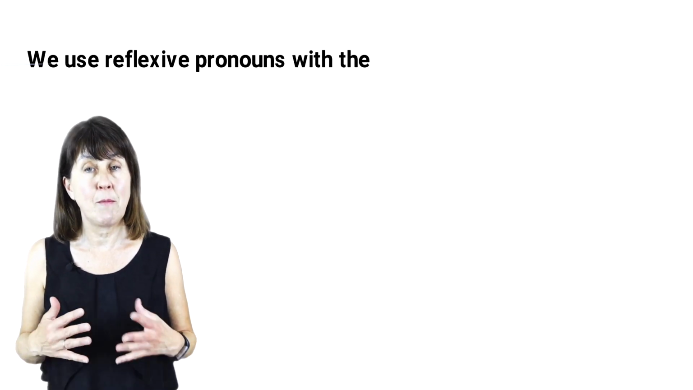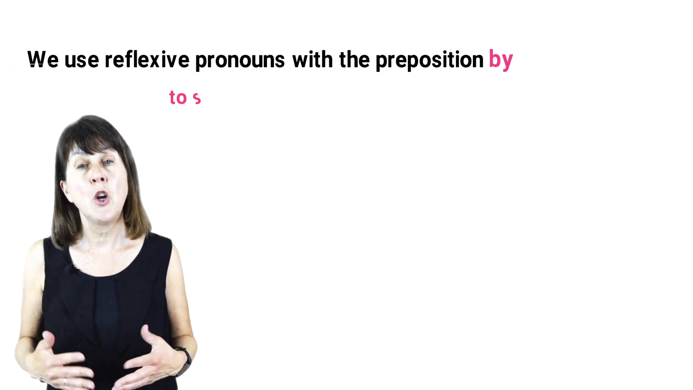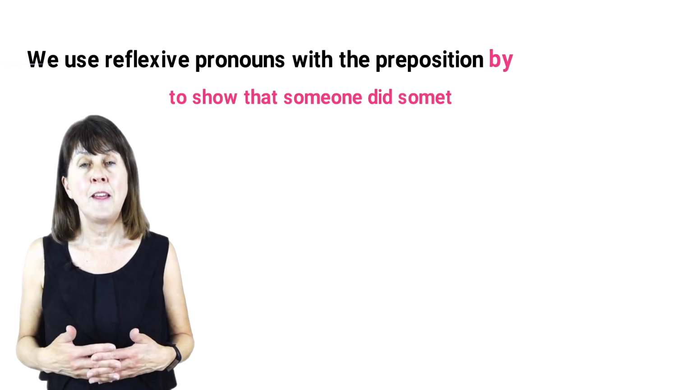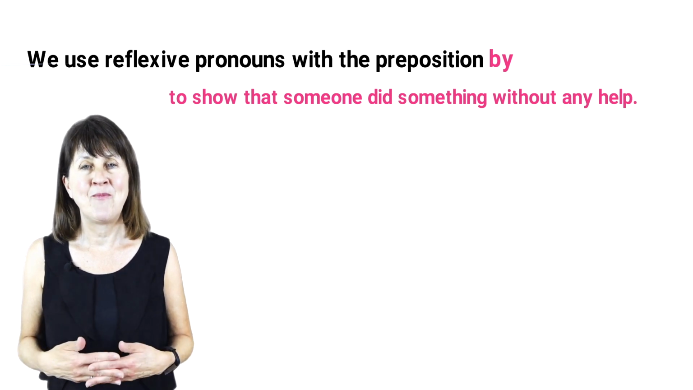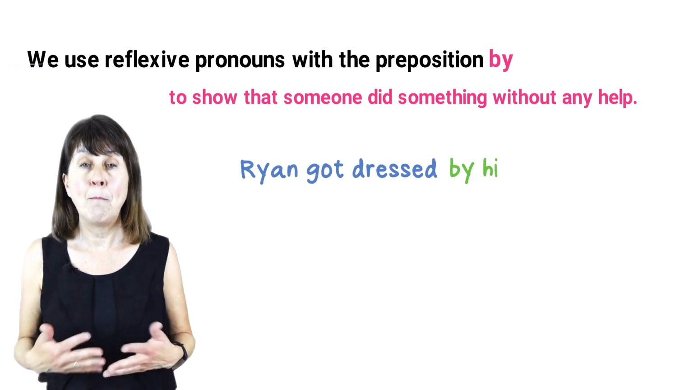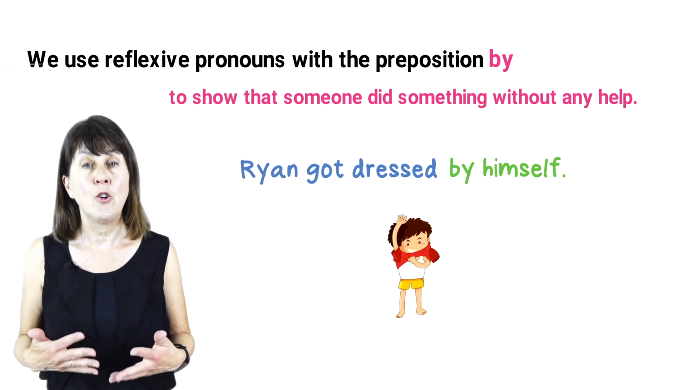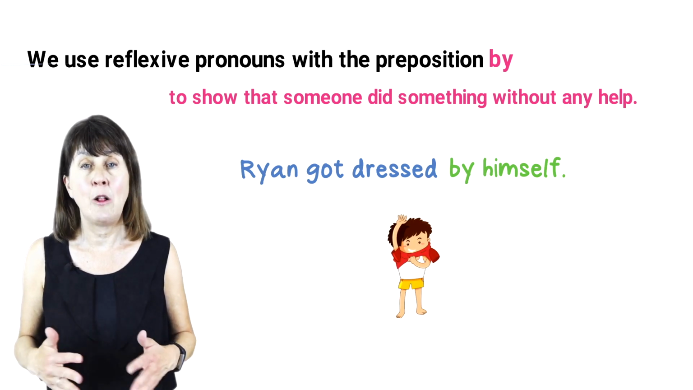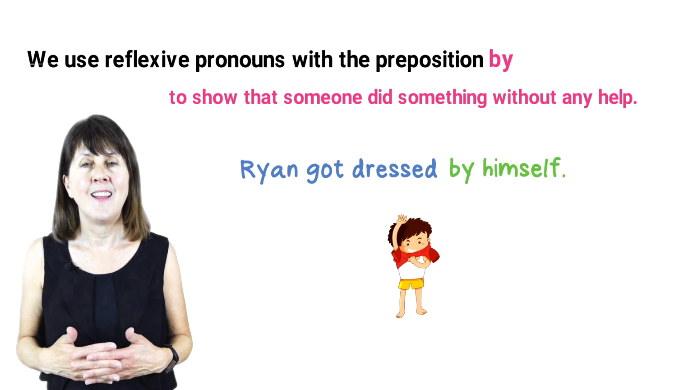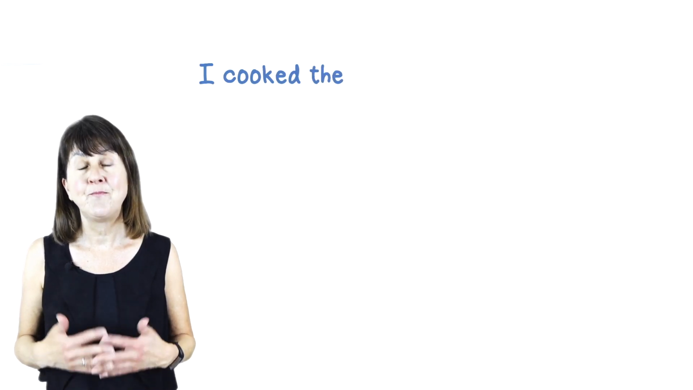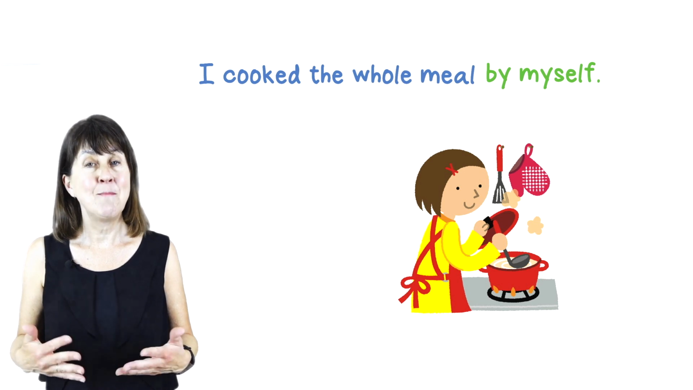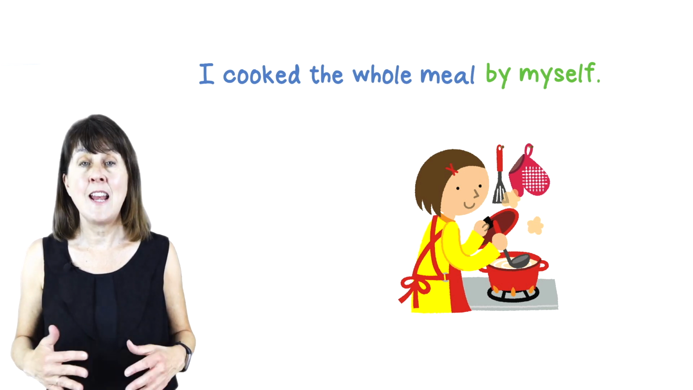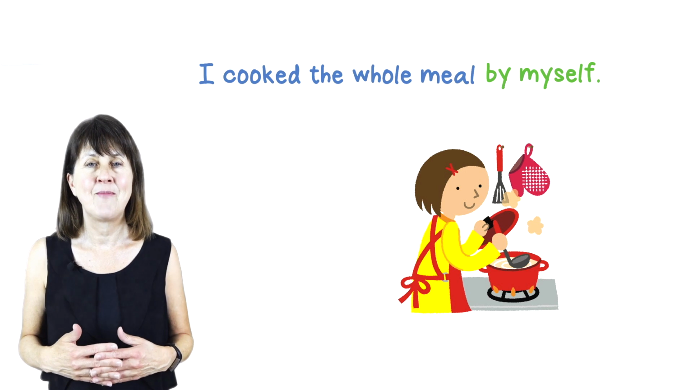However, we use reflexive pronouns with the preposition by to show that someone did something without any help. For example, Ryan got dressed by himself. He got dressed without any help, by himself. Or, I cooked the whole meal by myself. This means I cooked the meal without any help, by myself.